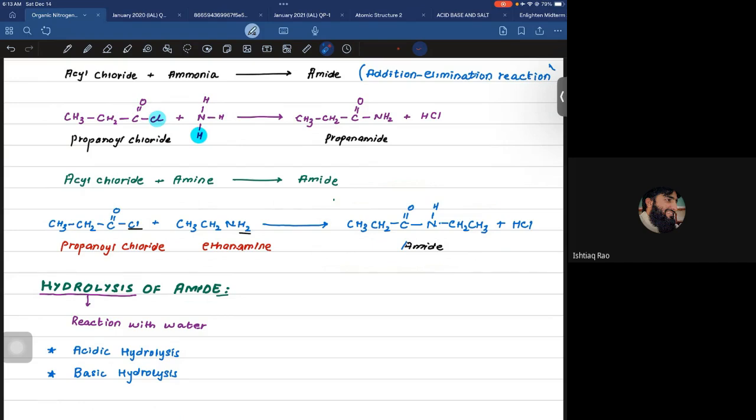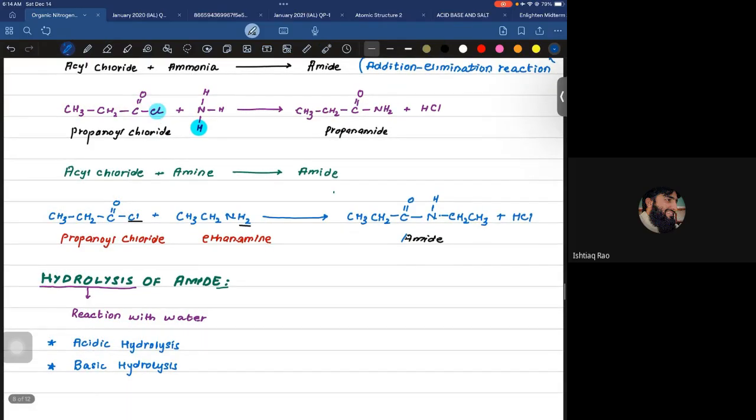Like if you remember, we used to hydrolyze ester. Esters can be formed by the reaction of alcohols and carboxylic acid. So if you hydrolyze your esters, you would be getting alcohols and carboxylic acid again. Same goes with amide. If you hydrolyze amide, you would be getting the reactants again. There are two types of hydrolysis, as it was in esters: acidic hydrolysis and basic hydrolysis.